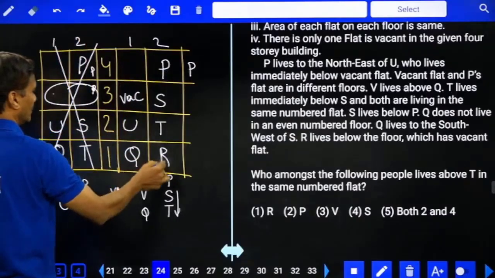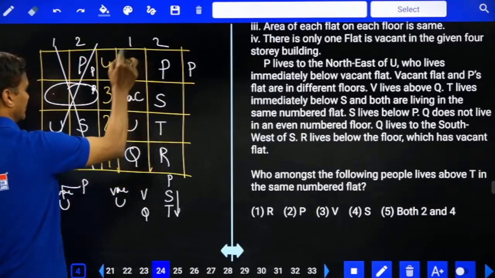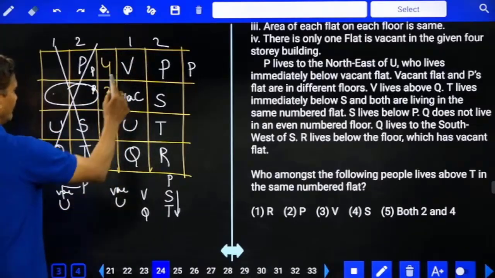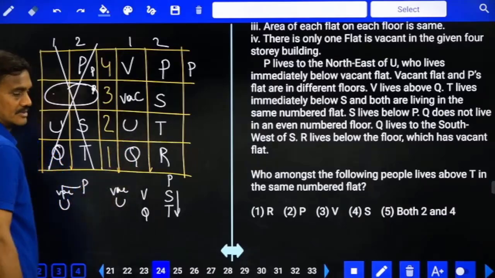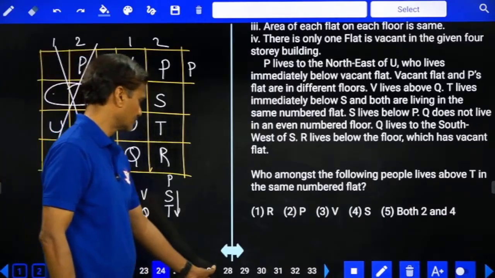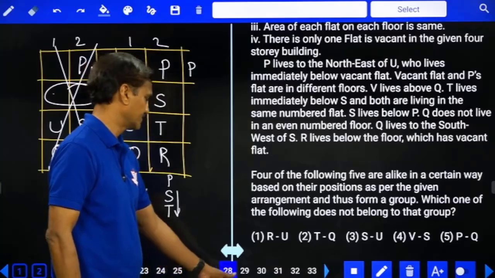Then P, Q, R, S, T, U. V must be at this place. What is the final arrangement? V, P, vacant flat, S, U, T, Q, R. Then, now this is for question numbers 24 to 28.